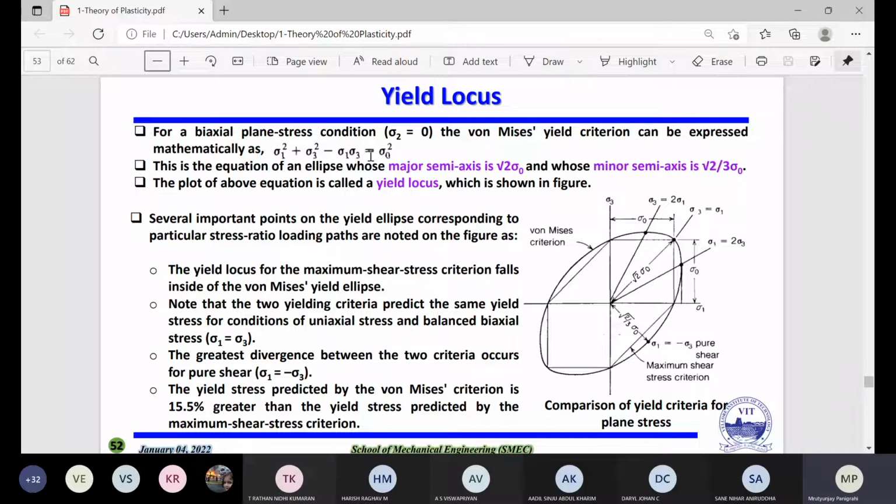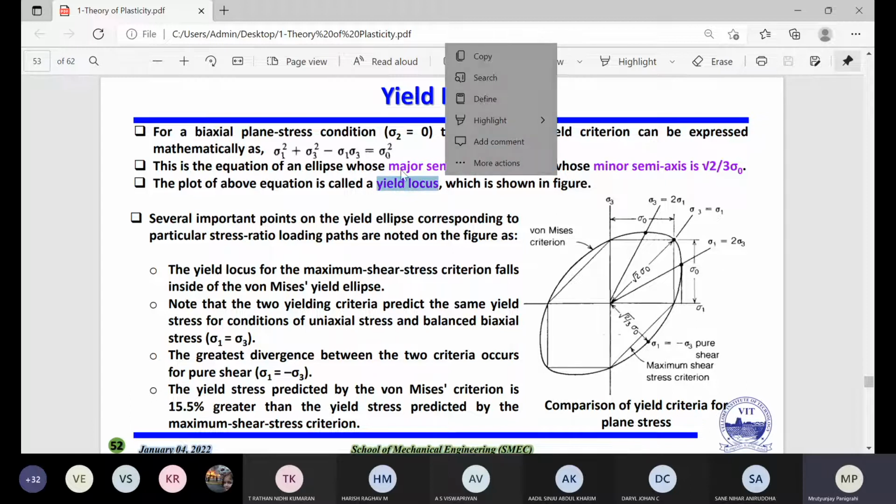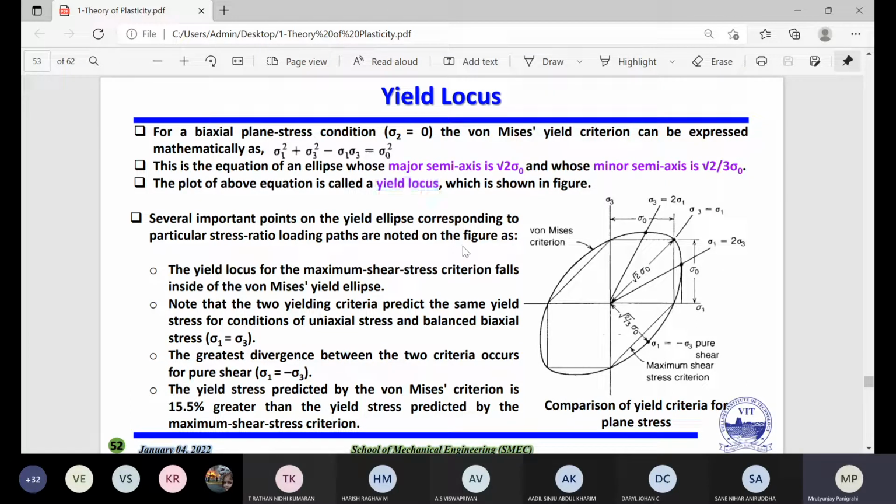And the plot, whenever we are drawing it based on this equation, sigma 1 square plus sigma 3 square minus sigma 1 sigma 3 equal to sigma 0 square, is known as the yield locus. So that equation you are putting in a graphical representation, or maybe an ellipse representation. From the yield locus, you will find several observations. What are the basic observations? The yield locus for the maximum shear stress criterion falls inside the von Mises yield ellipse. So you will find it only inside, you cannot go beyond that.